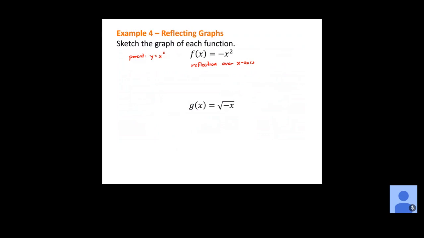Any questions about how I got that now? That's right. Okay, so if you wanted a reflection over the y-axis, then you would need parentheses around the negative x, and the entire negative x would be raised to the second power in that case. Okay?